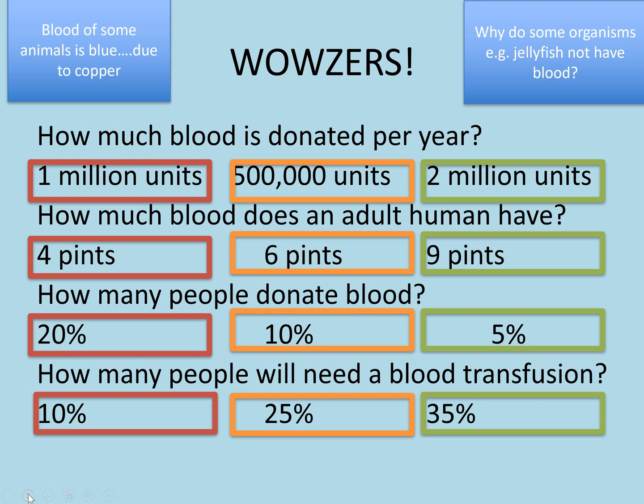So just a couple of questions, see if you can guess what these are. How much blood is donated per year? Do you think it's 1 million units, 500,000 units, or 2 million units? How much blood does an adult human have? 4 pints, 6 pints, or 9 pints? How many people donate blood in the population? 20% of the population, 10%, or 5%? And how many people will need a blood transfusion perhaps in their lifetime? 10%, 25%, or 35%? So write down your answers for those 4 questions, pause the video, and we'll go over these in a second.